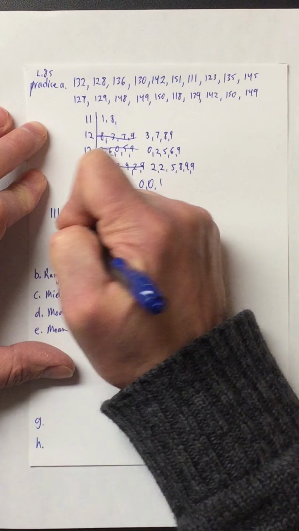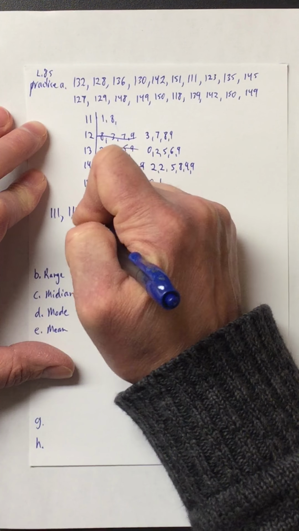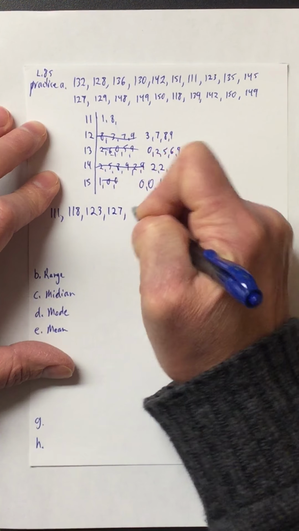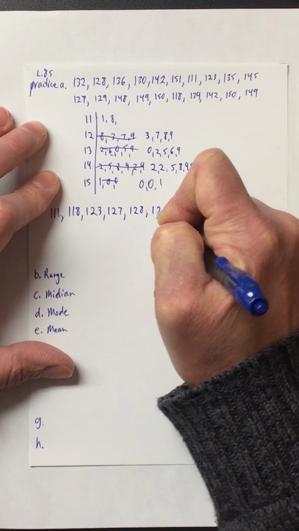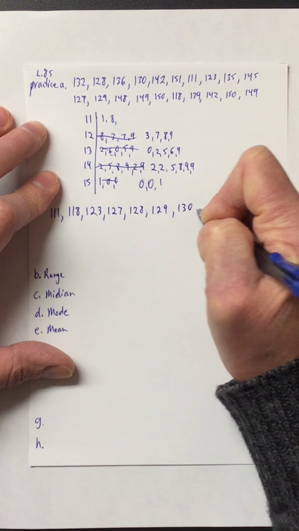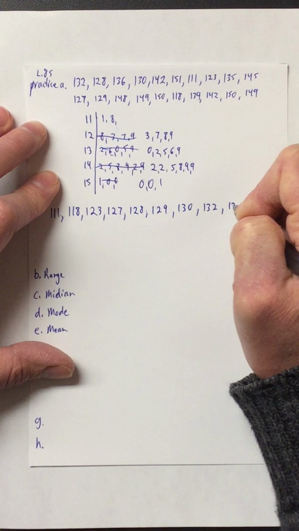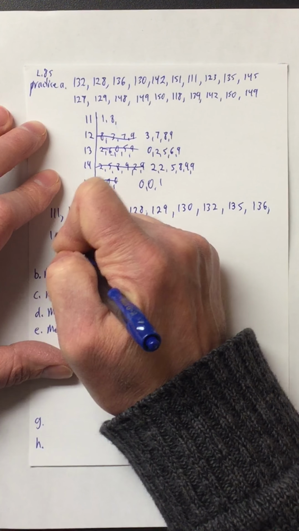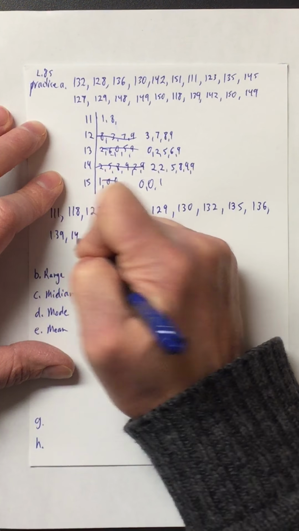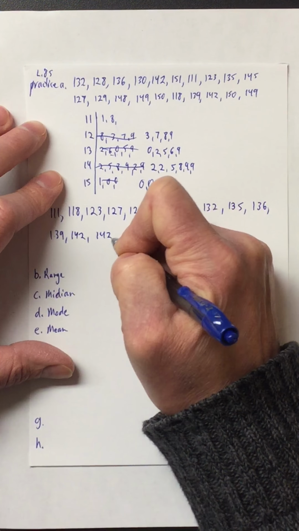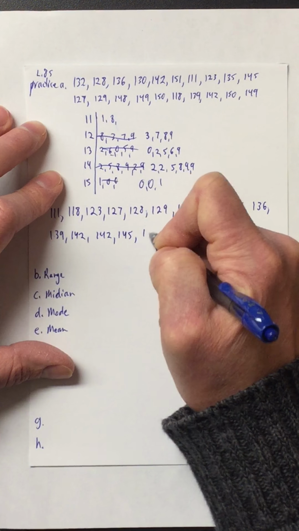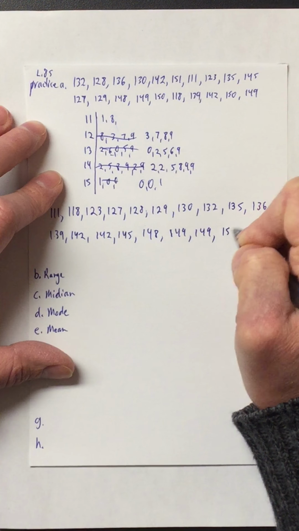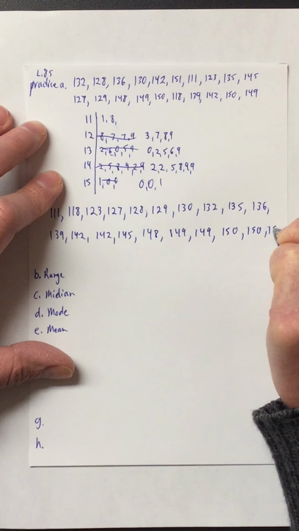We have 111, 118, 123, 127, 128, 129, 130, 132, 135, 136, 139, 142, 142, 145, 148, 149, 149, 150, 150, 151.